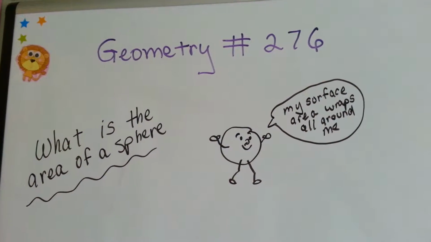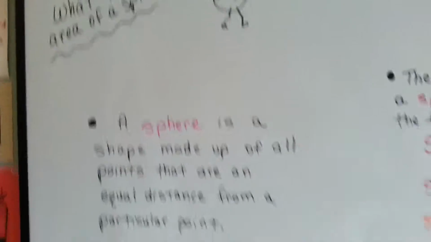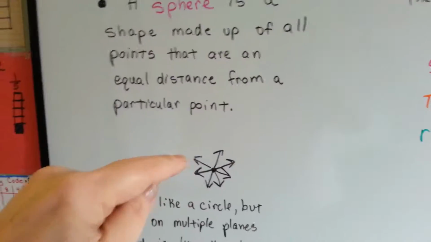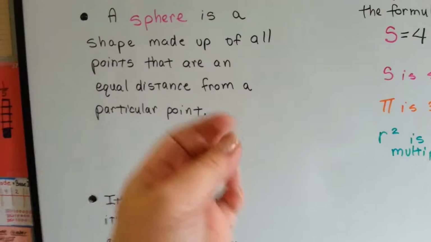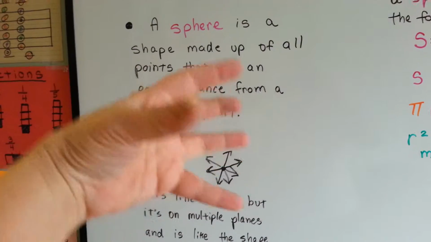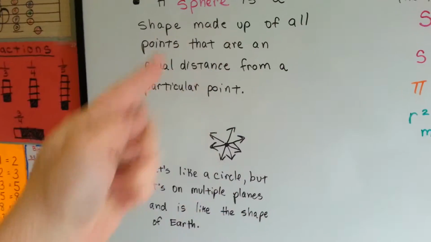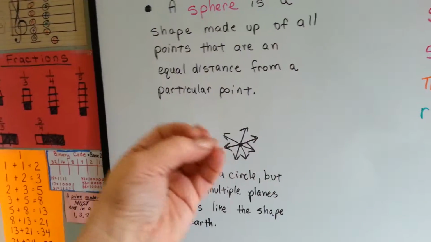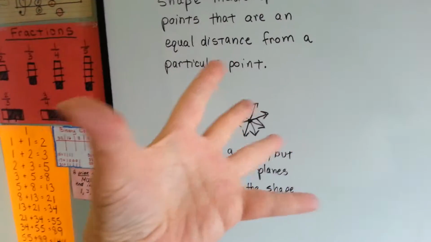Geometry 276, the area of a sphere, okay? A sphere is a shape made up of all parts that are at an equal distance from a particular point. So if you think of a point floating in the center of the air, and a million little lines coming out from it that are all at equal distances from each other in all directions, just coming out like a fuzzball, okay? Think of all the hairs coming out in all those different directions. It would be in the shape of a ball.